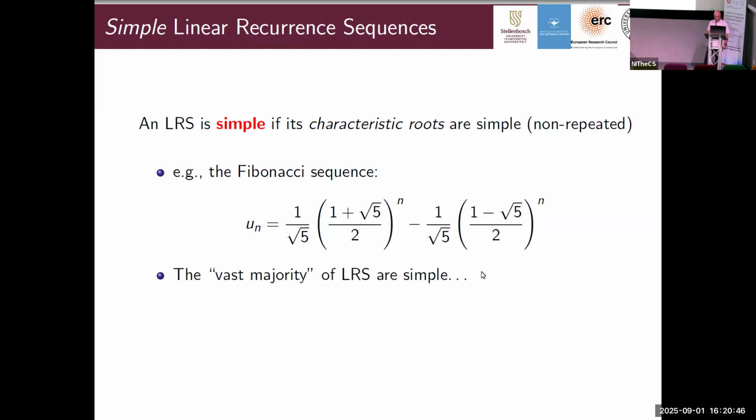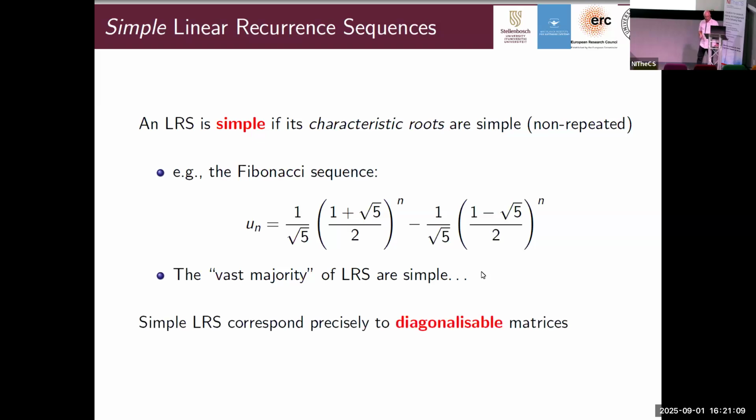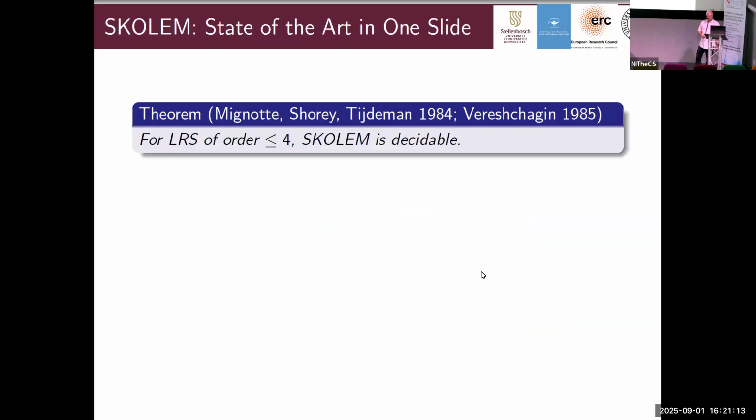And the vast majority of the linearly recurrent sequences are simple. What I mean by the vast majority is that suppose that you select some random polynomial and then you try to factor it and you see what its roots are. It turns out that the roots of a random polynomial are simple. In order to create non-simple roots, you really have to work hard to get a polynomial that doesn't have simple roots. And let's go to the state of the art.